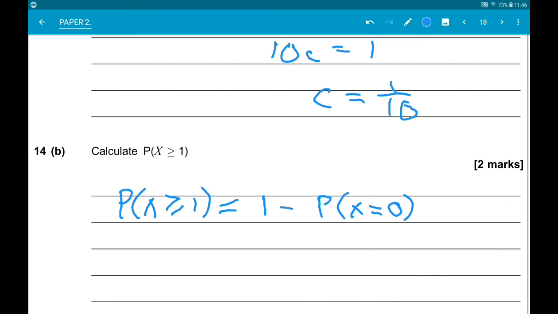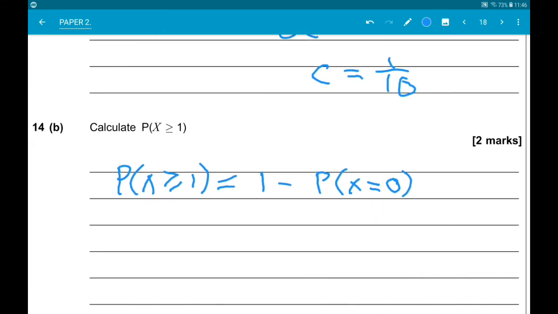Now we know the probability x is 0 was 4c, so 4 times a tenth. So we get 6/10 or 3/5.